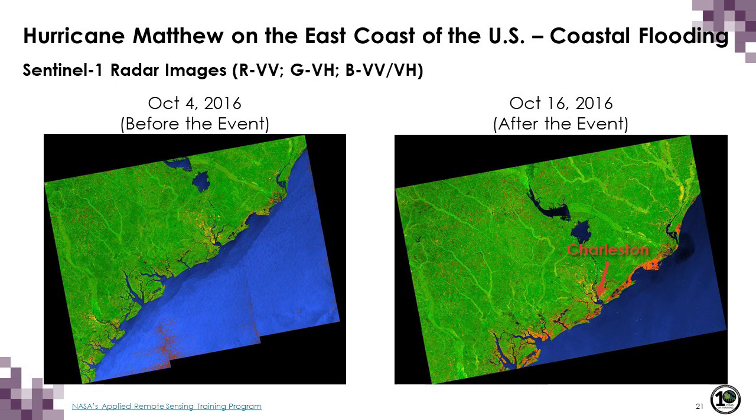This is another example of radar. These are images before the event and after the event. This is a hurricane that struck the east coast of the United States, causing coastal flooding. These are Sentinel-1 radar images, and the false color images are VV, VH, and the ratio of VV and VH for each date.